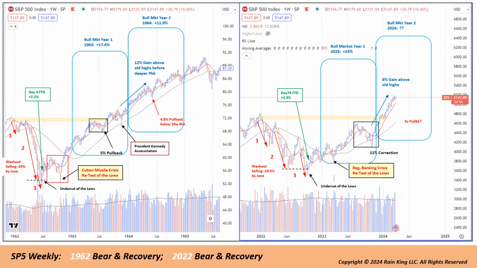And you'll notice that in 64, the market moved up fairly steadily, got to be about 12% above the old highs before we had a deeper little pullback of almost 5% back to the undercut of the 10-week moving average. So in our case, we've had this run up, we've exceeded the old highs, which I've shown with this zone here, and we're about 8 to 9% above the old highs, and we're in bull market year number 2. There's probably going to be a pullback of some degree, and we'll talk about some of the reasons why we believe that. But it was interesting to look at this. Not that we're trying to predict anything here, but it is a good reference point.